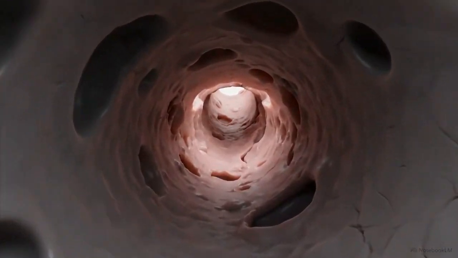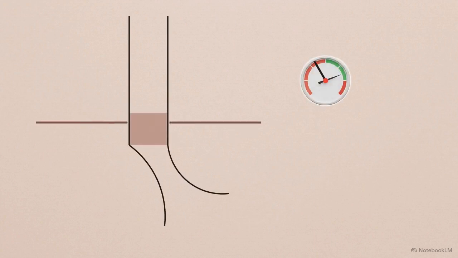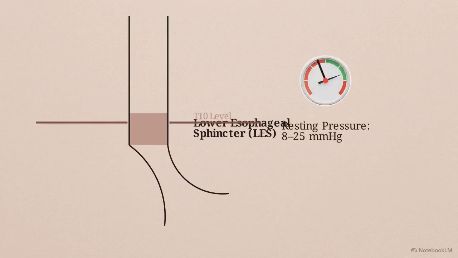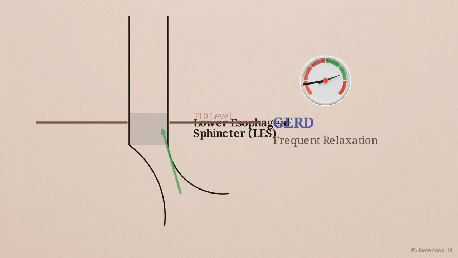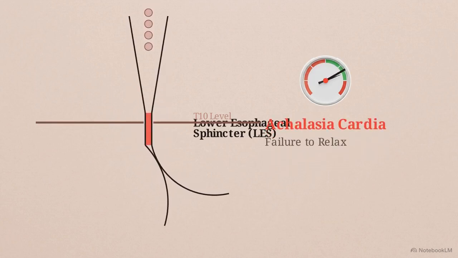esophagus collapses. We reach the final constriction at the T10 vertebral level, 40 centimeters from the incisors, where the esophagus passes through the diaphragm. The lower esophageal sphincter is a physiological high-pressure zone, maintaining a resting pressure of 8 to 25 millimeters of mercury. Frequent relaxation leads to GERD, while a complete failure to relax creates a bottleneck seen in achalasia cardia.